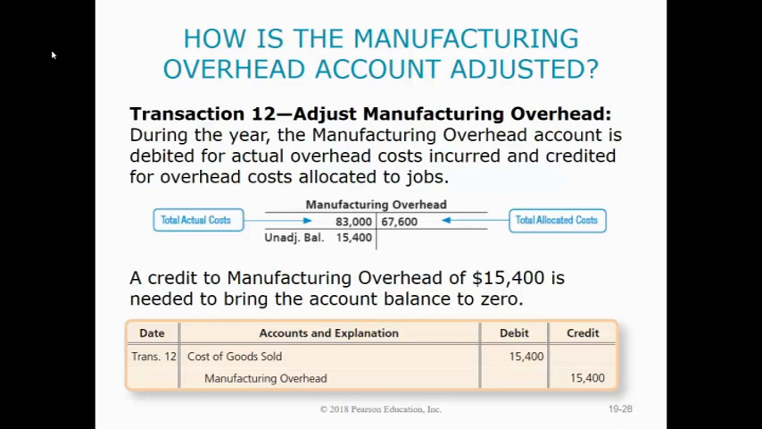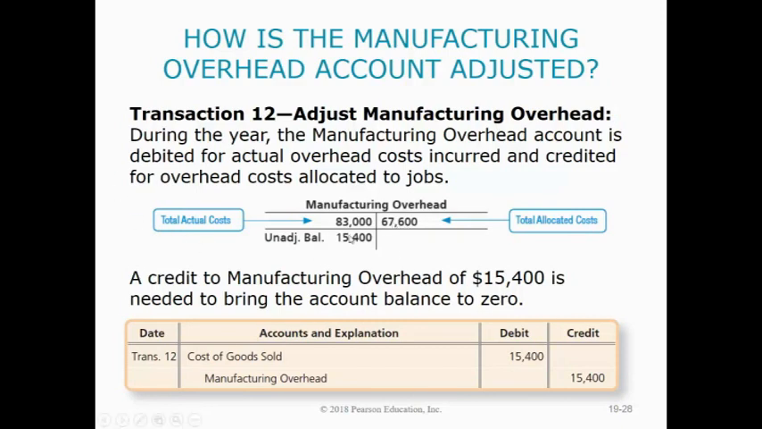How do you know how much? You look at your manufacturing overhead T. See, actual costs happen on the debit side. Move my cursor around over here. Allocated costs happen on the credit side. Well, we said this was going to cost $67,600 during the period. That we expected that to be our manufacturing overhead. We took that amount, we spread it out amongst jobs.